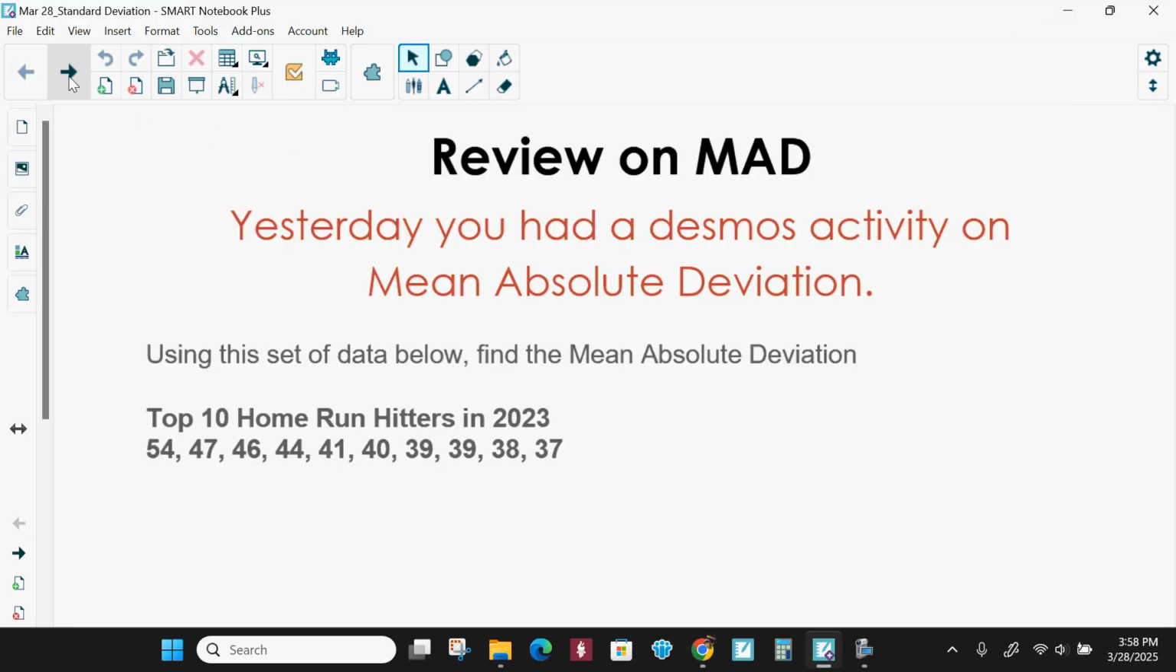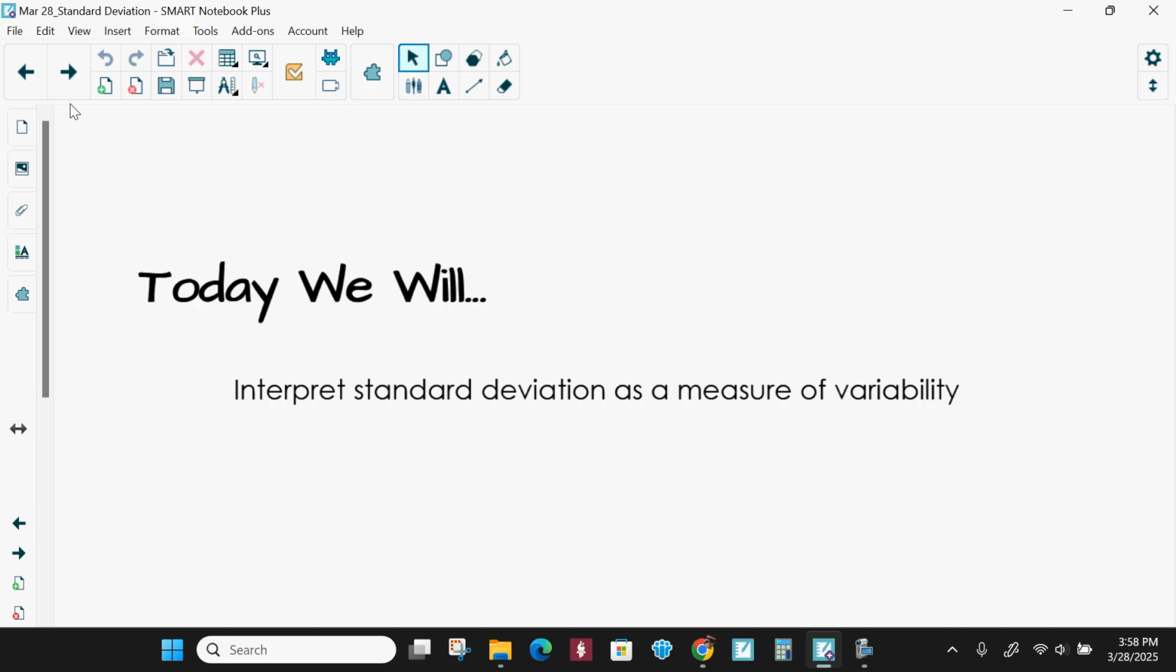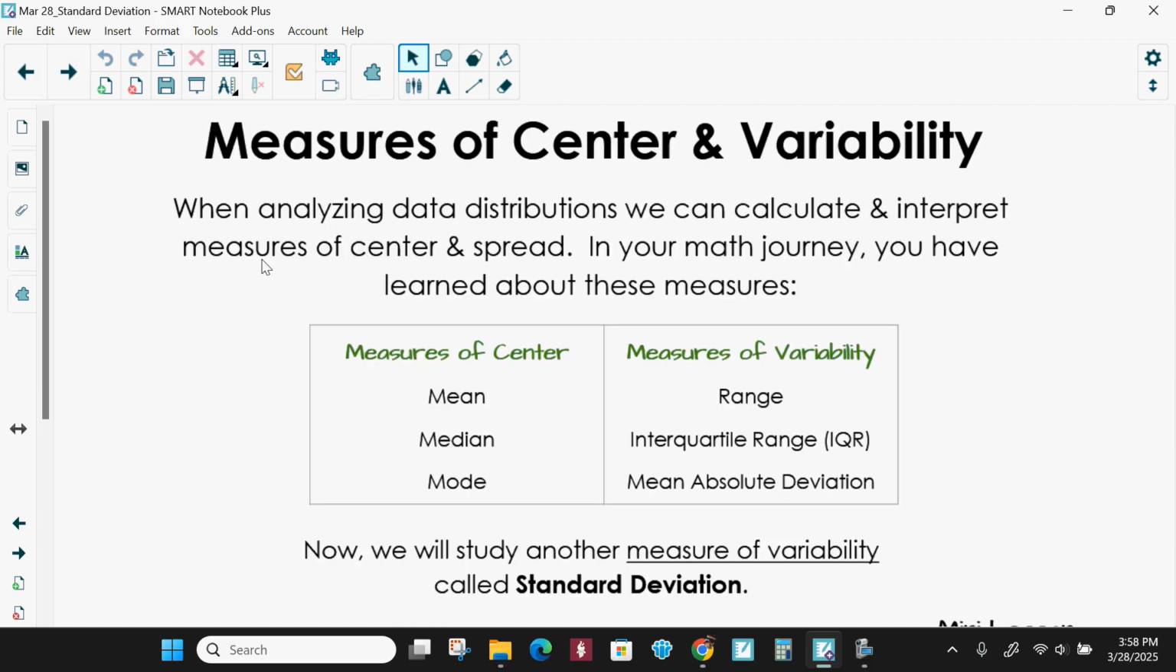Okay, so today we're going to look at standard deviation. And standard deviation is a measure of variability, along with the other things that we've learned. You've learned mean, median, and mode. And so to remind you, mean is your average.